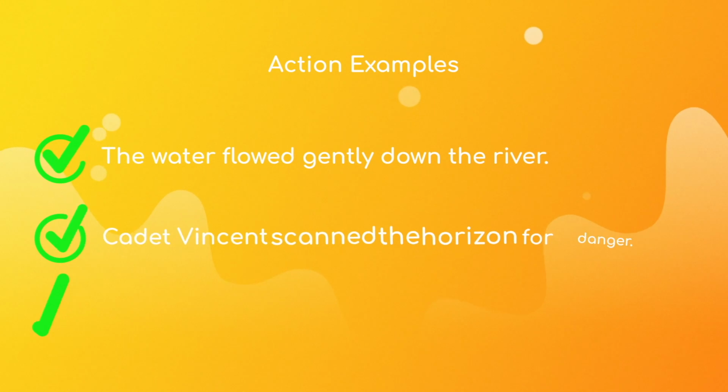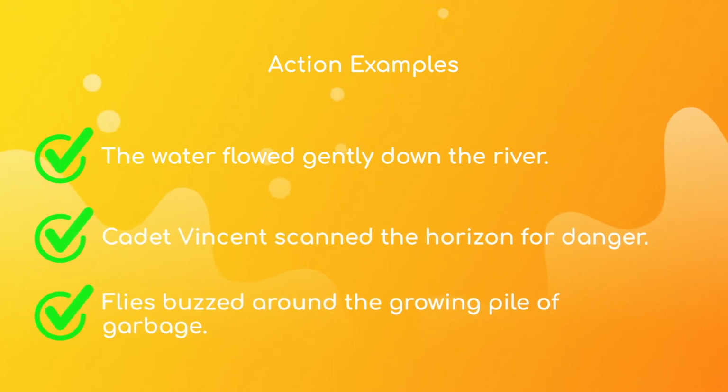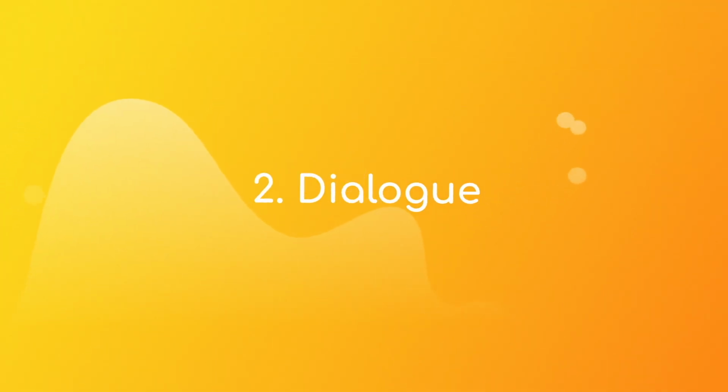Here are 3 examples of the action hook strategy. Notice how it does not have to be the character that is performing an action. For example, in the first one, the water is doing the action, and the last one, the flies are doing the action.